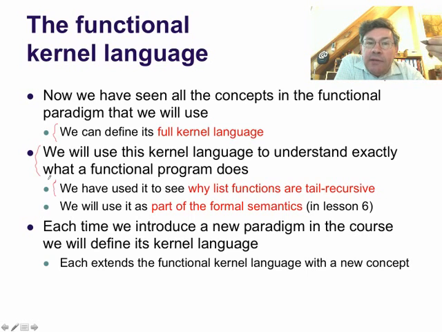Remember, you can create a list pair with an unbound variable before doing the recursive call, which will then bind the unbound variable. So this is a consequence of single assignment. But we'll also use the kernel language as part of the formal semantics. It's one of the two main parts of the formal semantics, the other part being the abstract machine. And each time we introduce a new paradigm in the course, we will define its kernel language.